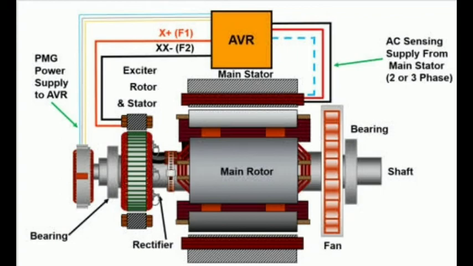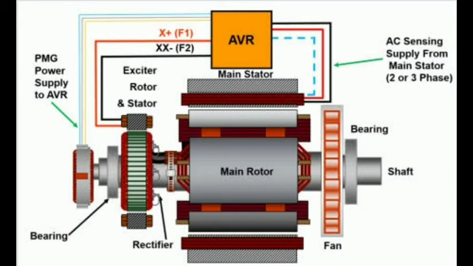This is the self-excitation system. In this AC generator, we use the output power of the generator itself and then the AC power is converted to DC power by the rectifier bridge and given to the stator of the exciter through the variable resistance to control the output voltage of the AC generator. All this work is done by the AVR, that is the automatic voltage regulator.